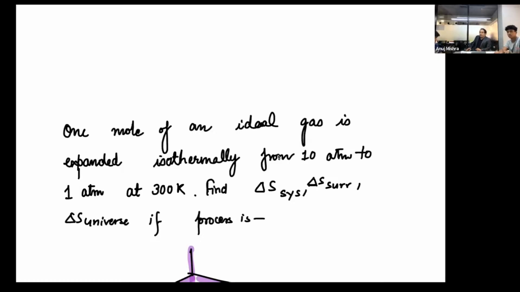बताओ delta system का फॉर्मूला क्या है? Formula for S. ds is dq upon T. Right? ds is dq upon T. dq की वैल्यू वहाँ से रखो. Reversible. Reversible. dq is how much? du plus pdv. du तो 0 हो गया. So pdv, and p is how much? For ideal gas, nRT by v.